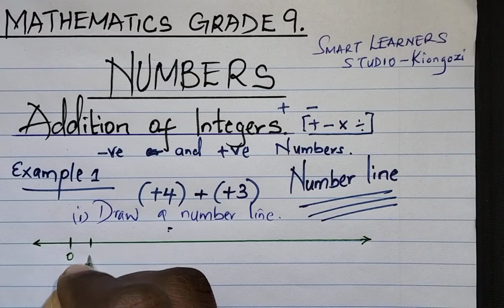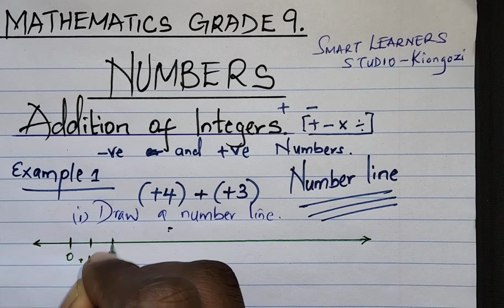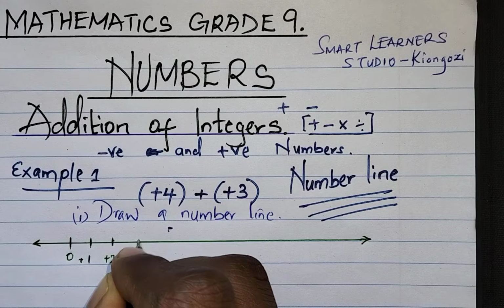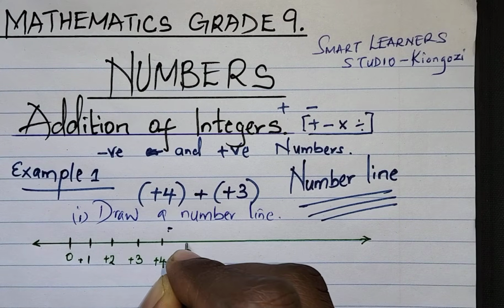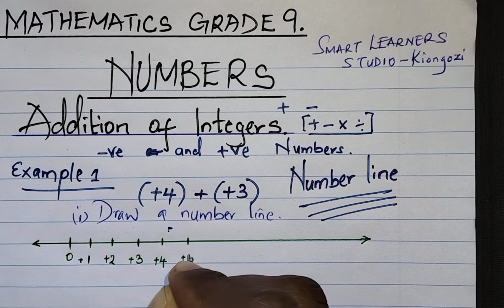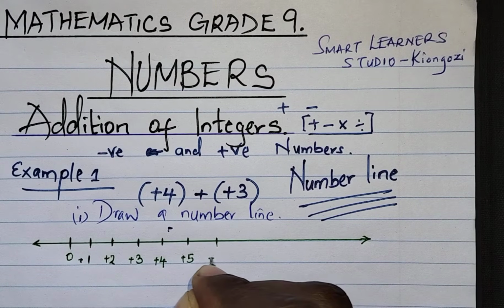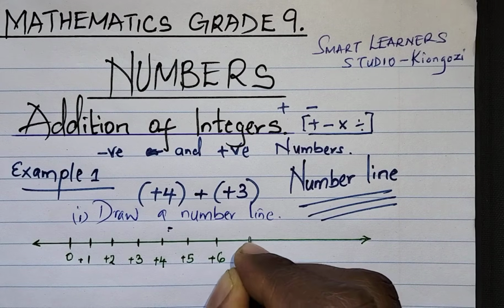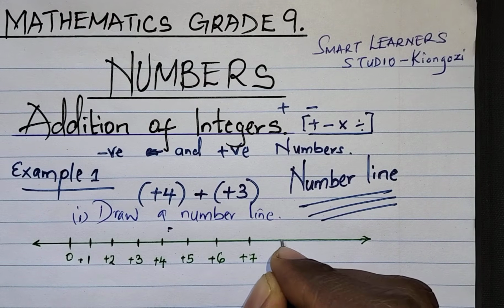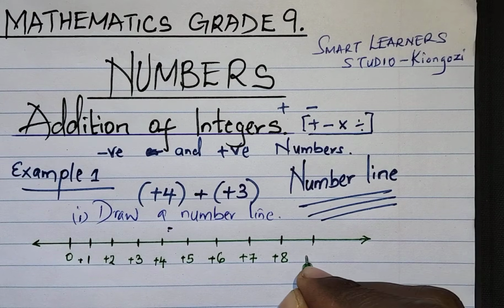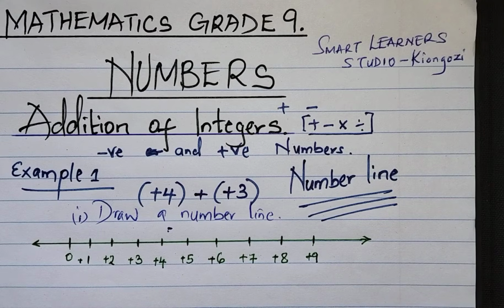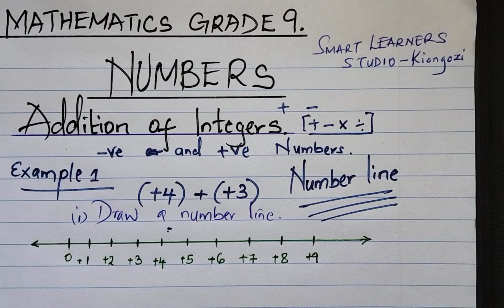Then this is positive 1, positive 2, positive 3, positive 4, positive 5, positive 6, positive 7, positive 8, and I can stop at positive 9, for example. I'm just making an estimate, but I have to consider where these numbers will fall. That is one thing that you look at before you come up with a number line.